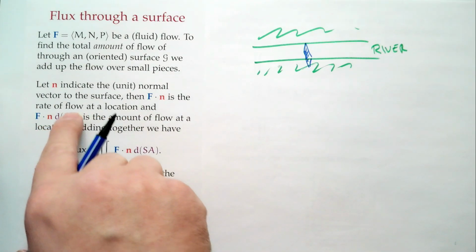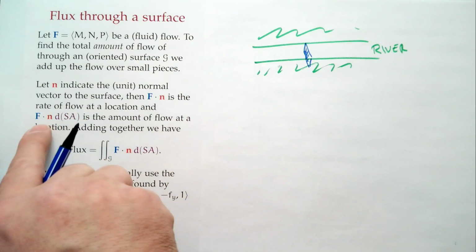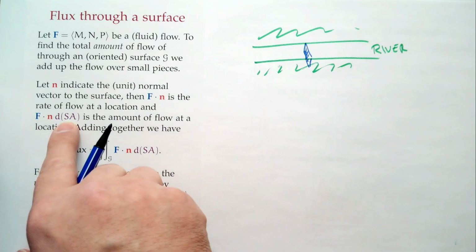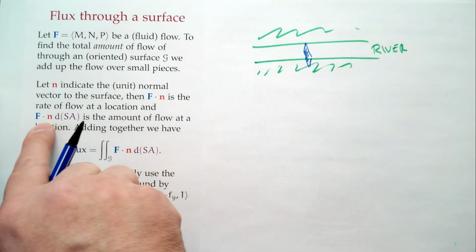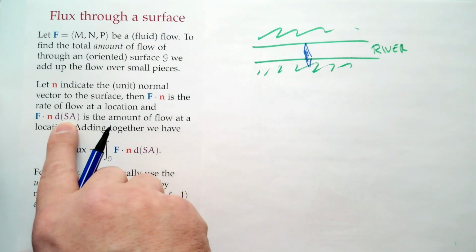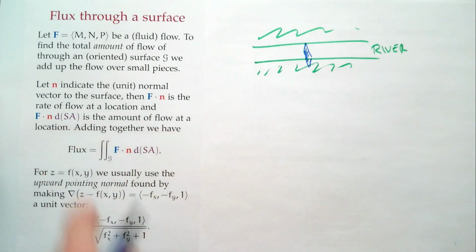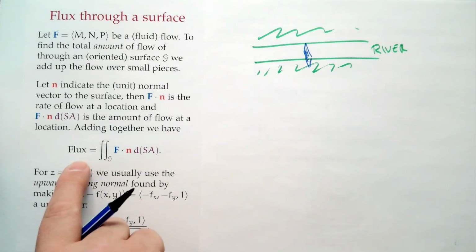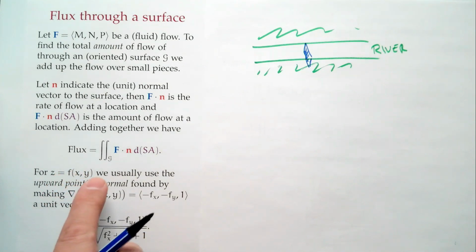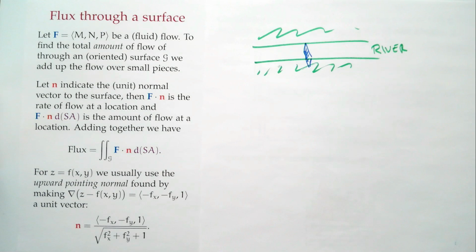To get how much, I need to multiply it by an area. So F dot n is the rate. dS, the area, so rate times area, gives us our flow. So F dot n dS is how much is moving through at each location, and now I need to add it all up. So we get that the flow, or the flux, is the integral over the surface of F dot n dS.